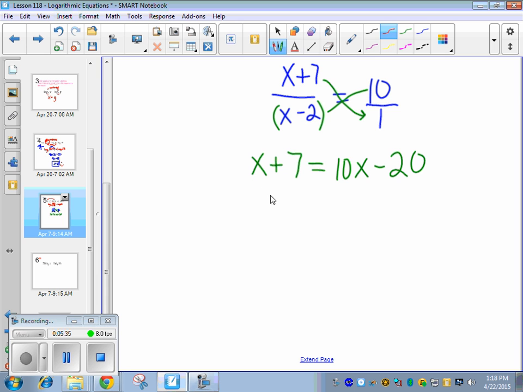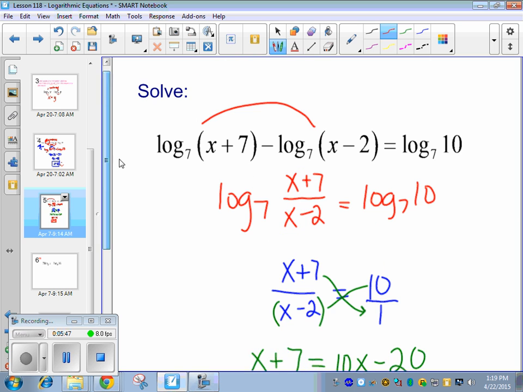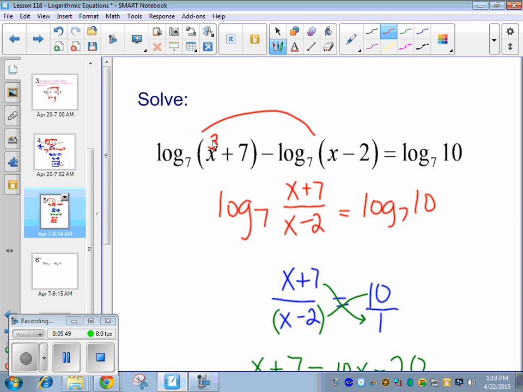Okay, I'm going to move this x over, subtract 1x from both sides. I'm going to add 20 to both sides. And I'm going to divide both sides by 9. And we get our solution of 3. Again, check and make sure you get all positive arguments. So if I plug in a 3, we get positive 10s, that's good. We plug in a 3 here, we get a 1, that's good, all positive.